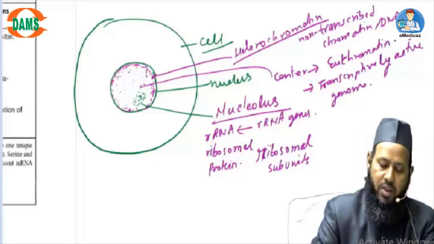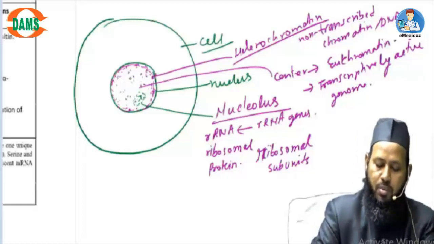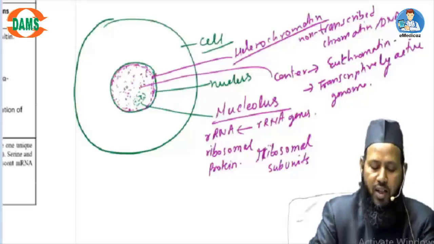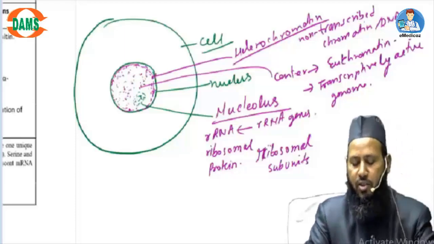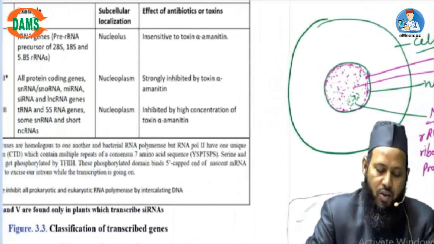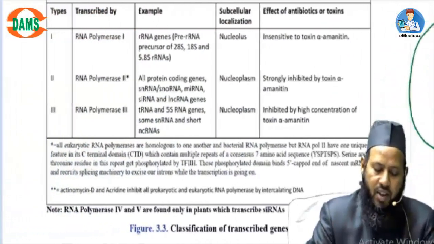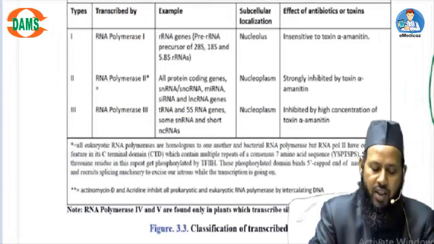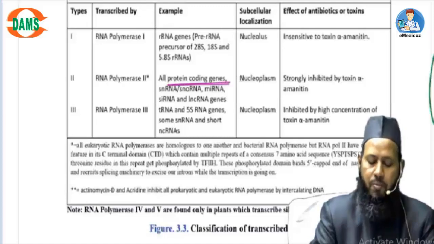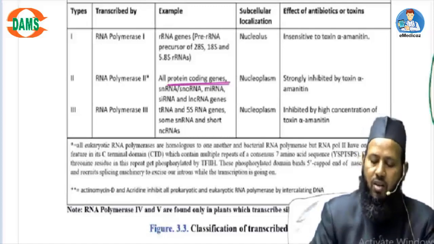So most of the transcription happens in the center of the nucleoplasm. So most of the mRNA will be formed here. The RNA polymerase 2 will be active here, and it will be producing all other RNAs also. The most important RNA produced by RNA polymerase 2 is the mRNA, from the protein coding genes.